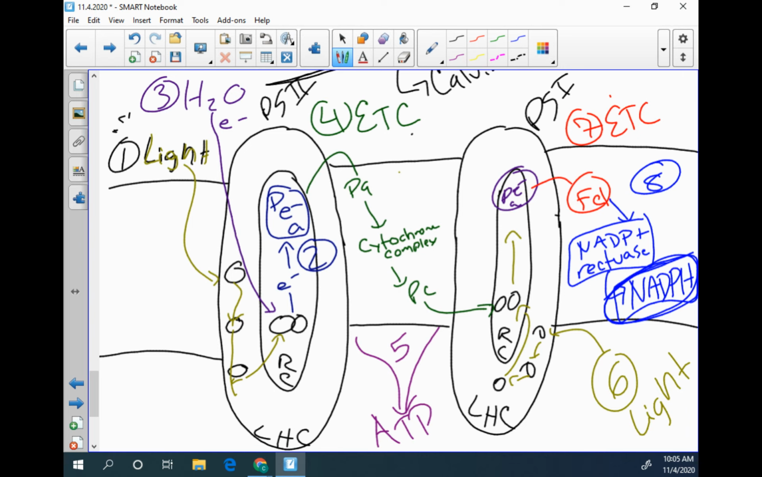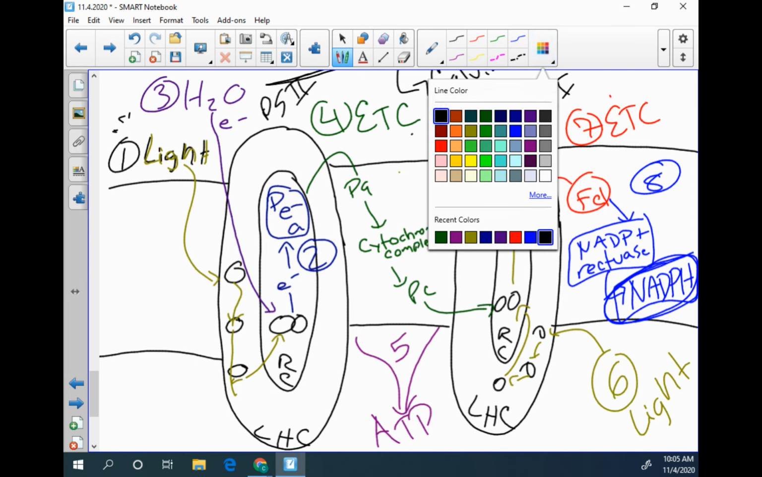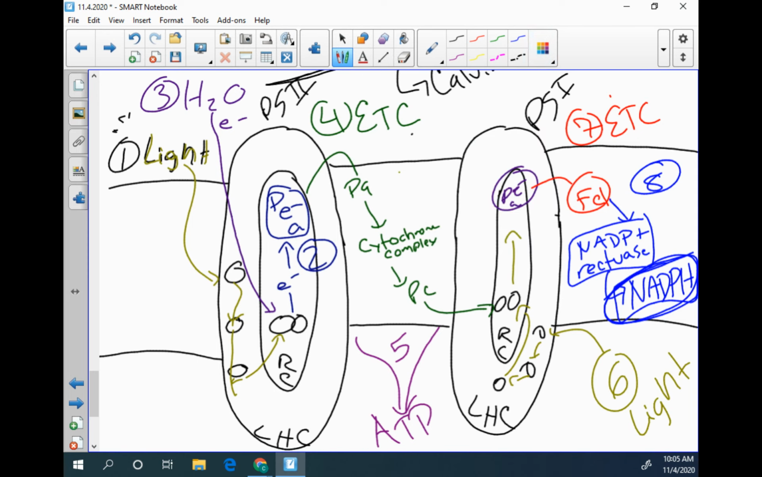How are we doing? I know it's a lot. So that's linear electron flow. But I also mentioned, we get a 5? Okay, cool. That's linear electron flow. We now have to relatively quickly cover cyclic electron flow. It is not as complicated.